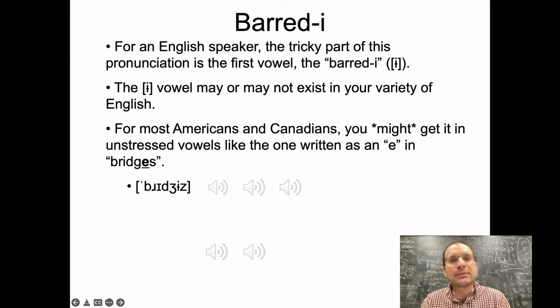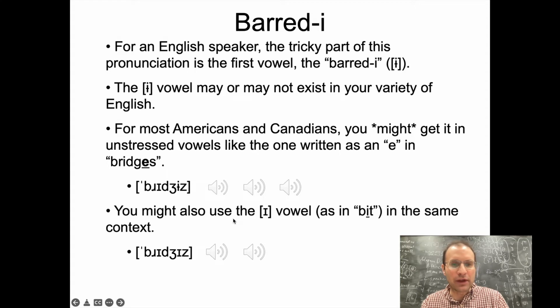Like I said, for most Americans and Canadians, you might get it in unstressed vowels like the one written as an E in bridges, in the second syllable of this word. Bridges. And this is me trying to say it with a barred I here in this unstressed syllable. The stress mark here denotes the first syllable is stressed, the second is unstressed. Bridges. Just like that kind of vowel there.